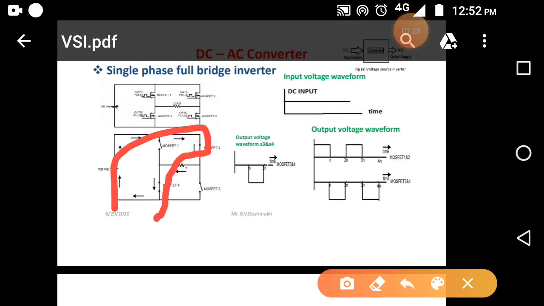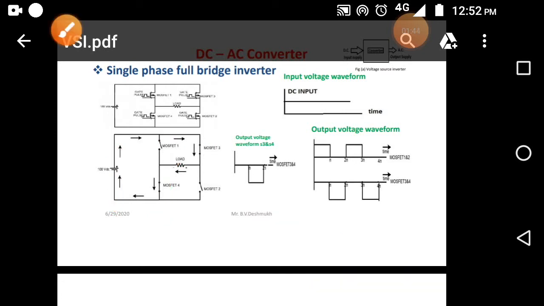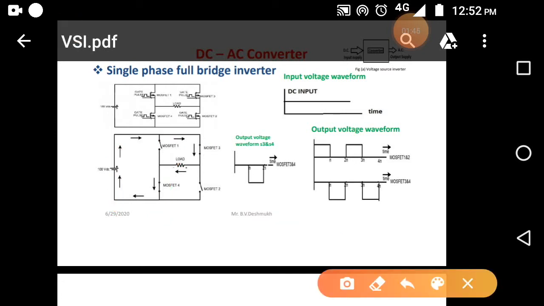Under these two cases, when MOSFET 1 and MOSFET 2 are in the turn on condition, across the resistive load, here I am getting positive polarity and here I am getting negative polarity. When we consider MOSFET 3 and MOSFET 4 in the turn on condition, then across the resistance we are getting here positive polarity and here negative polarity, right? Positive polarity and negative polarity.